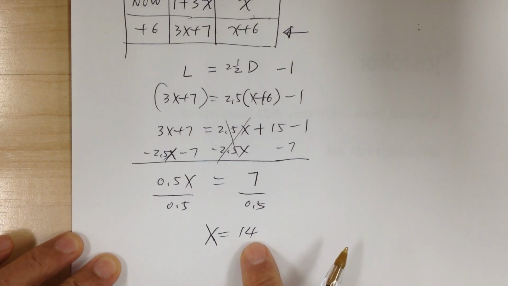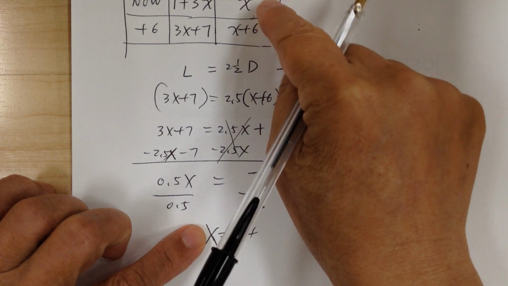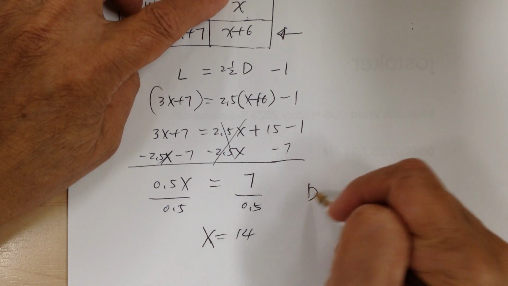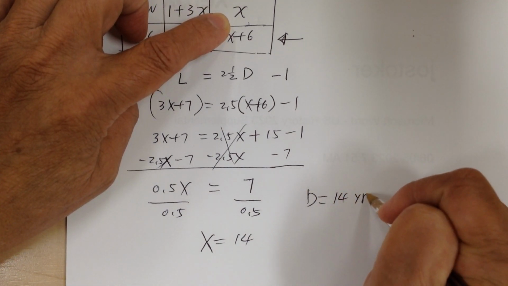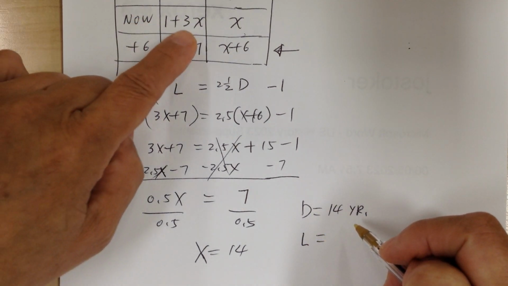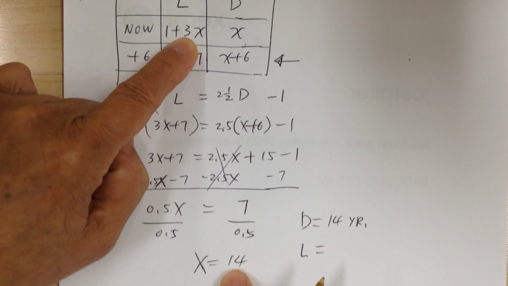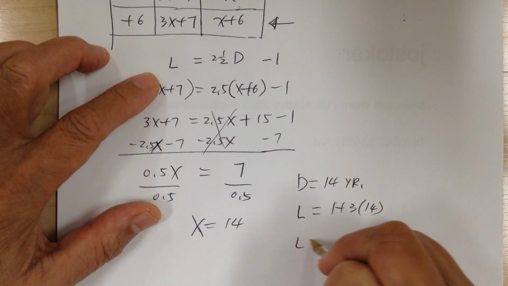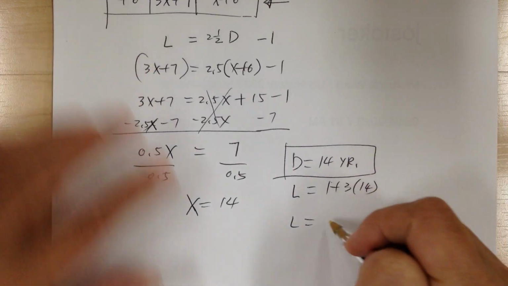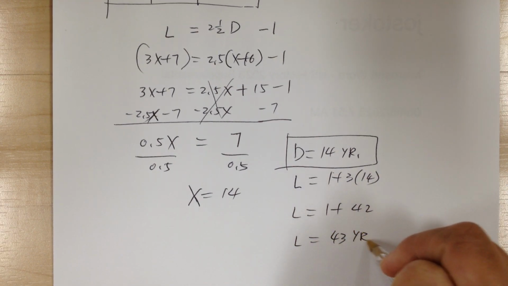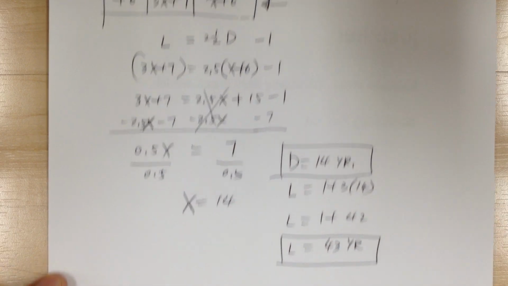Okay, so once you find x equal to 14, you can find out each of the persons. The daughter is the x, so the daughter will equal 14 years old, and Mr. Lopez would be equal to 1 plus 3 times 14. So Lopez will equal 1 plus 42, so Lopez equals 43 years old. Okay, let's go to the next one.